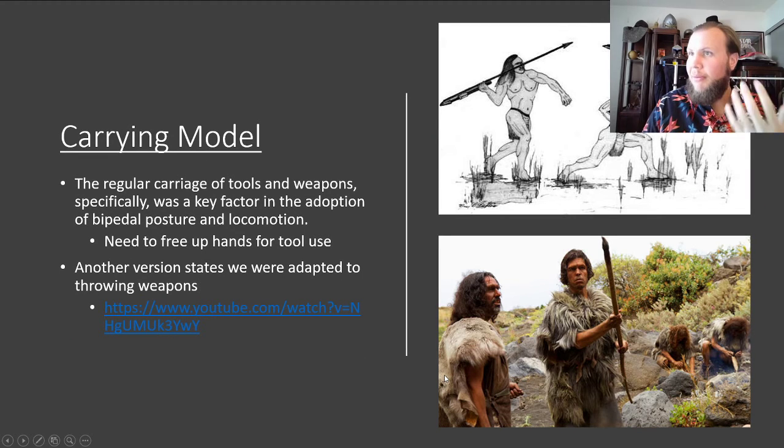Okay, so a similar model is a carrying model, where instead of carrying food for provisioning, we were carrying tools and weapons to be able to hunt and move around easier, right? So we needed to free up our hands to use these tools. Another version is that we adapted to throwing weapons. And here we have the atlatl, or atlat, if you're using the Nahuatl term. You can see how you can throw a spear, and you need to be upright to be able to throw it properly, right? Because it has a particular motion that's needed for it. And you can watch a video of how to throw an atlat down here.